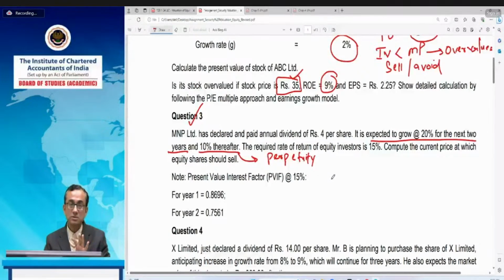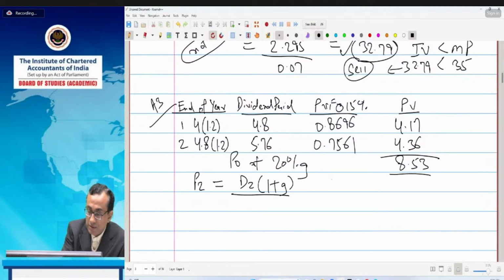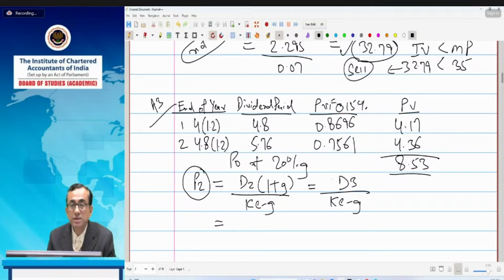So the Gordon growth model, D1 upon KE minus G formula, will be used. But in this case, P2 will be there. P2 is equal to D2 into 1 plus G upon KE minus G, or it can also be written as D3 upon KE minus G. Why P2? P2 because it is the start of the period for a normal growth rate.